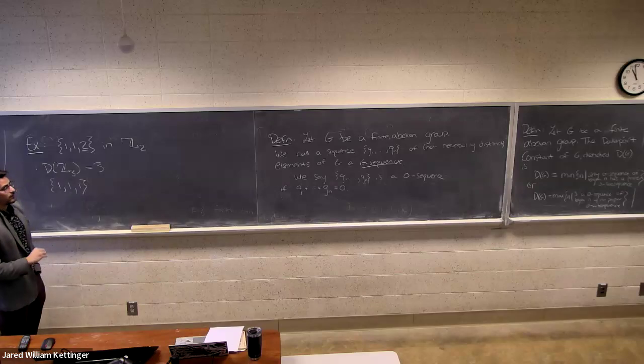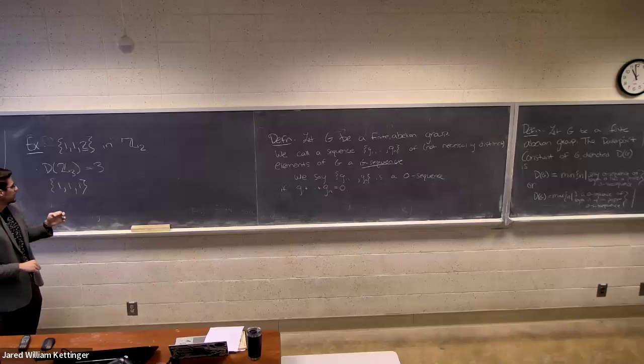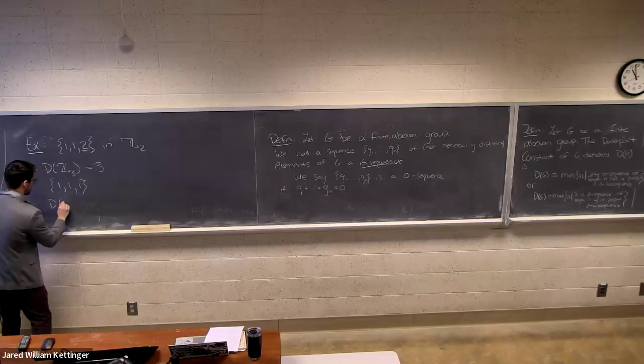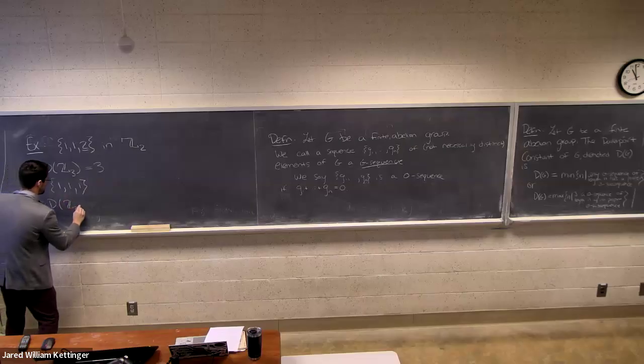Now you may ask yourself, is it the case that D of G is always the order of the group? The answer is no. And as an example, we look at the Klein 4 group.